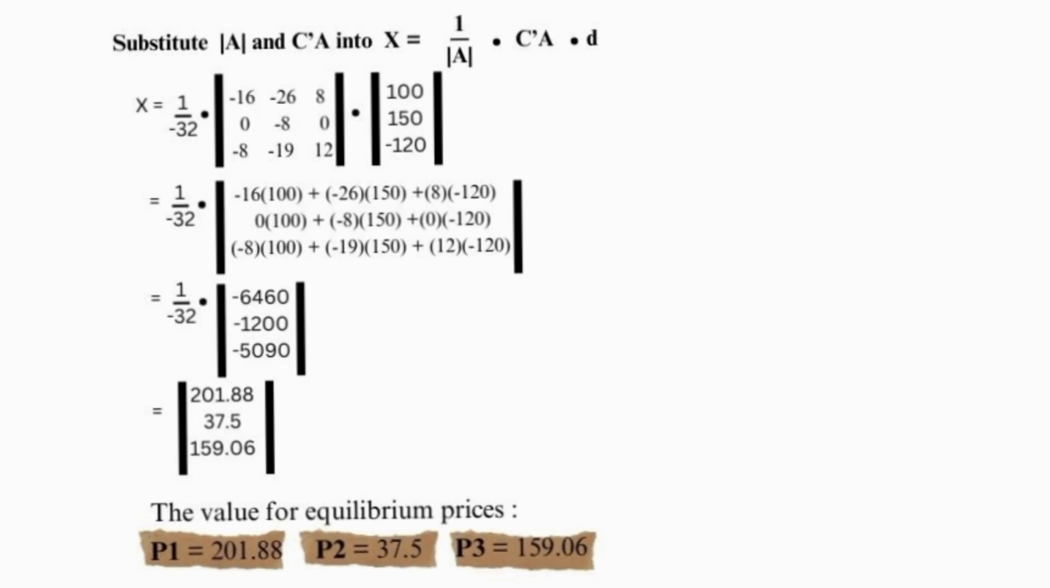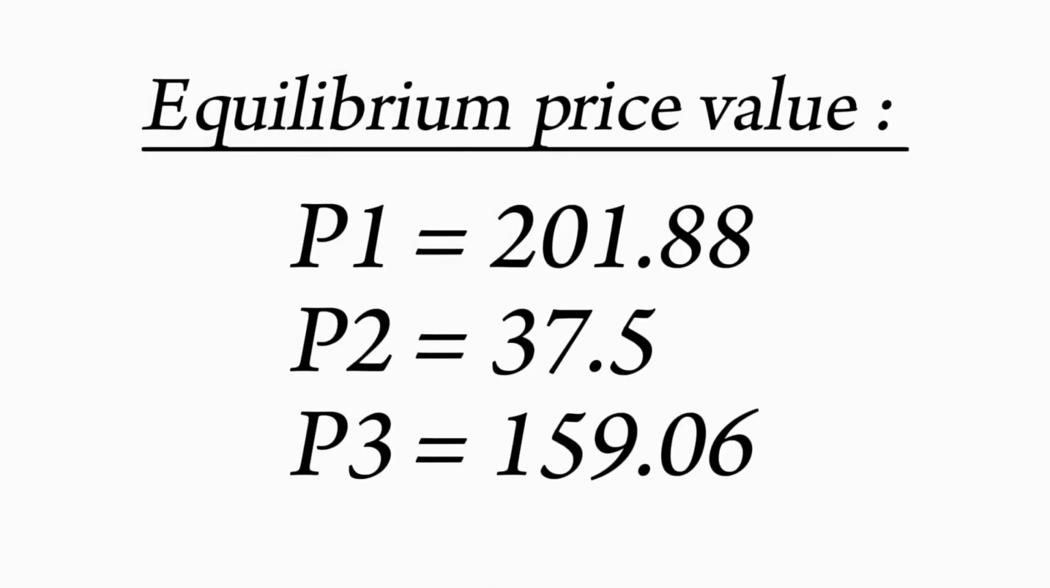We will get the equilibrium price values for P1 equal to 201.88, P2 equal to 37.5, and also P3 equal to 159.06. That's all for solving three goods for simultaneous equations using the matrix inversion method.